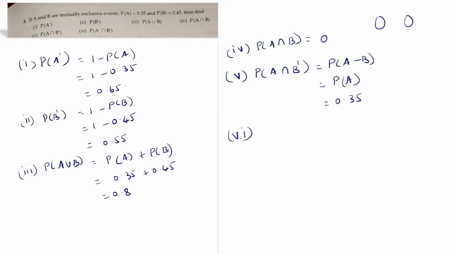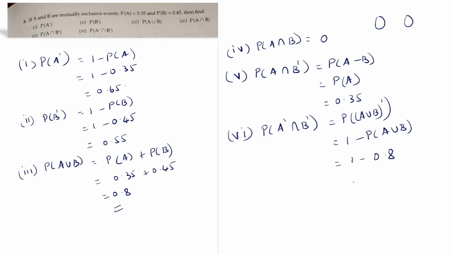Then the next subdivision, probability of A complement intersection B complement. Now probability of A complement intersection B complement will be probability of A union B the whole complement. So this is equal to 1 minus probability of A union B. Probability of A union B we already calculated as 0.8. So this is 1 minus 0.8, which is 0.2.